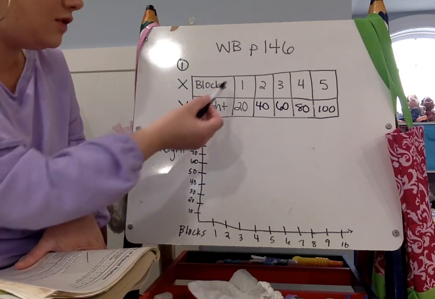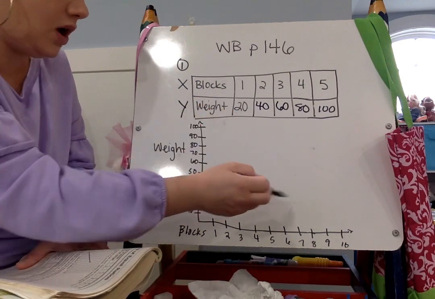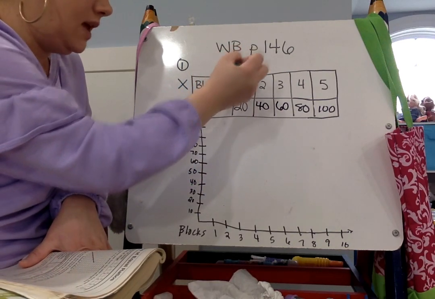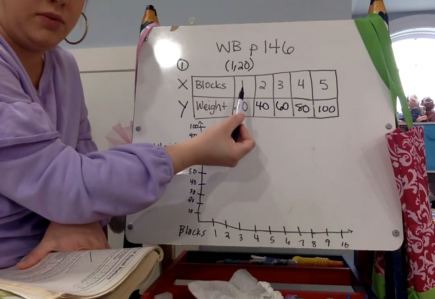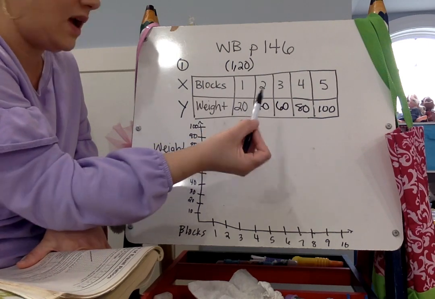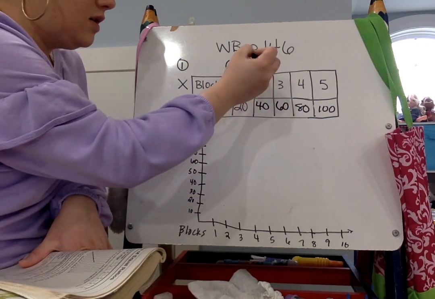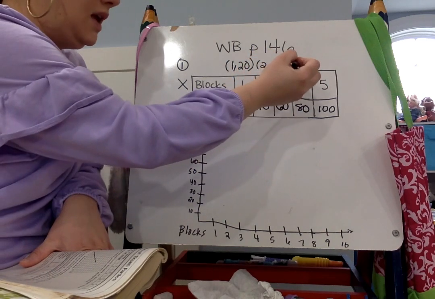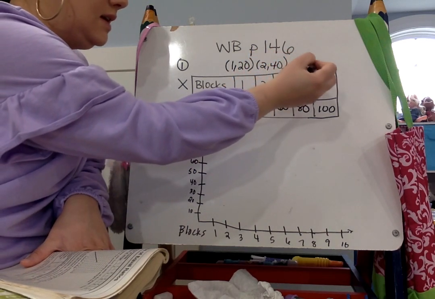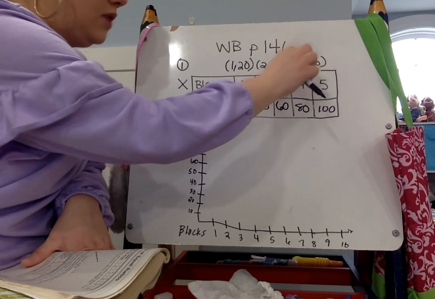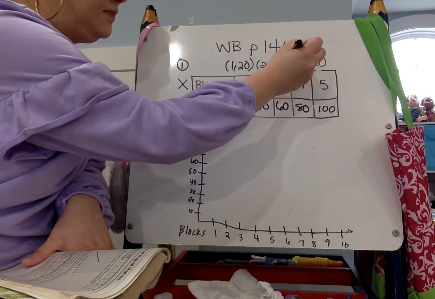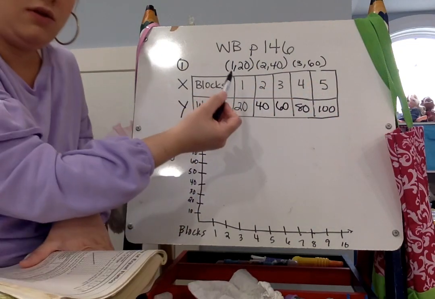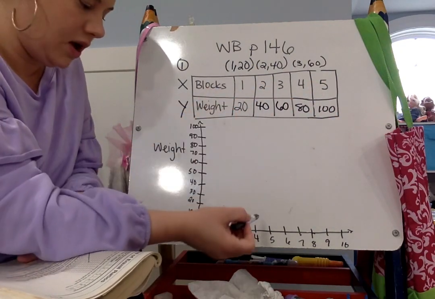So our very first ordered pair that we use to plot on this graph would be the ordered pair 1, 20, using the 1 from the blocks and 20 from the weight. The second ordered pair would be 2, 40. The next one would be 3, 60, and so on and so forth. I want to make that look like an 8. And then you have 4, 80 and 5, 100. And then you use those points now to plot on the graph.